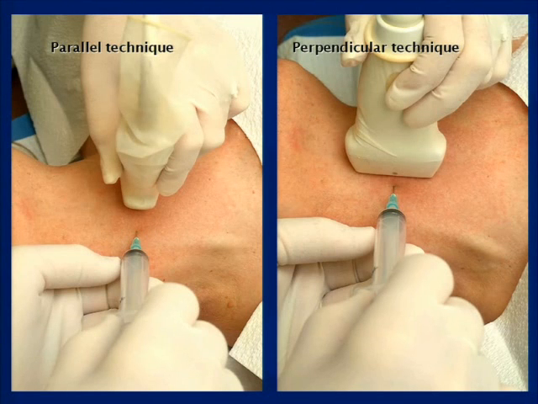So these are just the two most common techniques that are used for ultrasound-guided biopsy using a linear ultrasound probe. Here the probe is on the patient's neck. This is called the parallel technique, when the needle goes in just parallel to the plane of the probe. The perpendicular technique, here's your linear probe. Your needle's going to go in right at the middle, just perpendicular to the probe.